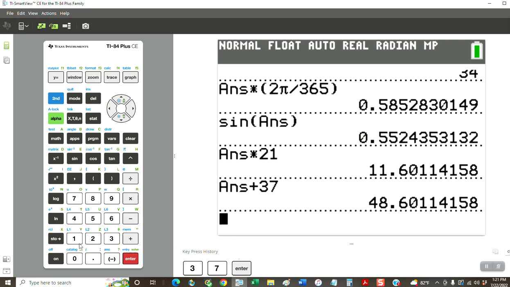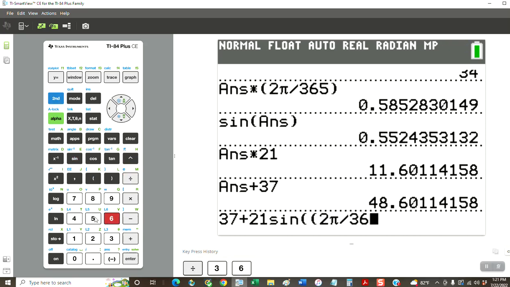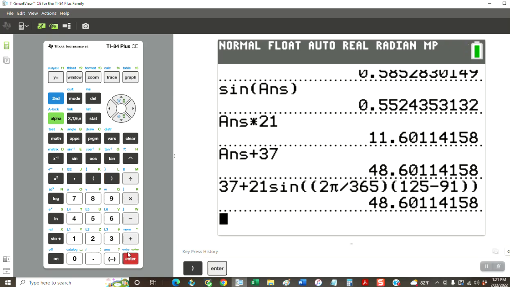Notice that if I do all this from scratch and do everything in one fell swoop, it's 37 plus 21 times the sine of the quantity 2 pi divided by 365, all times 125 minus 91, the same value is yielded.